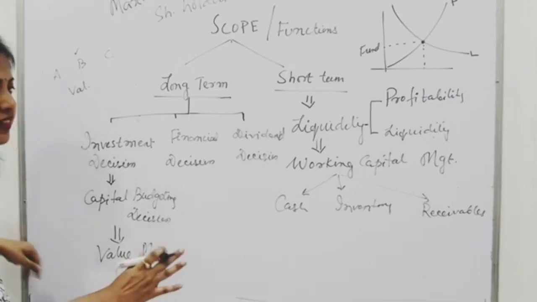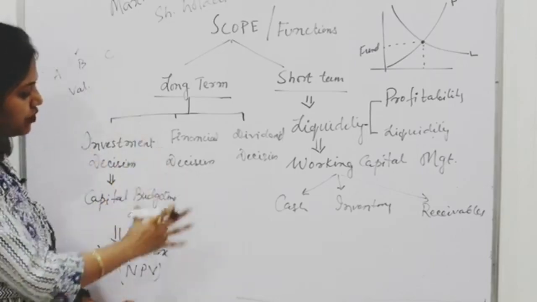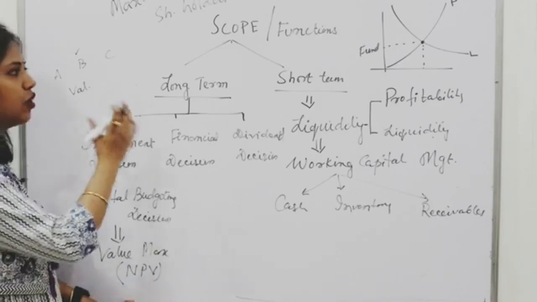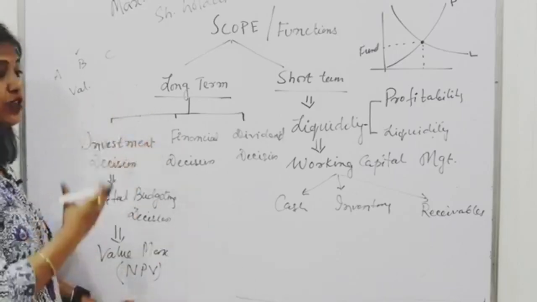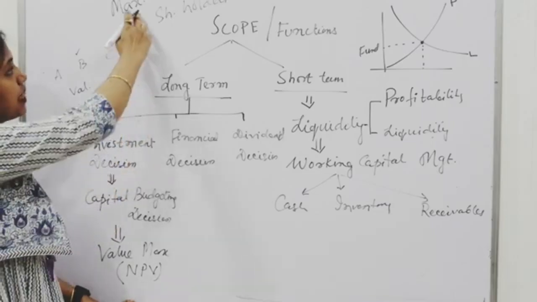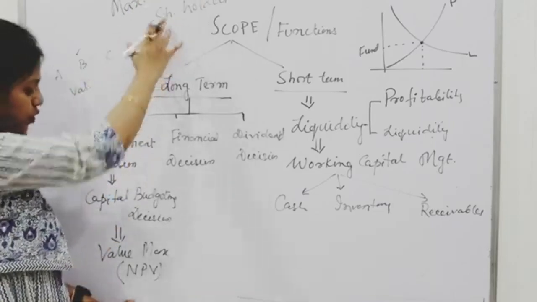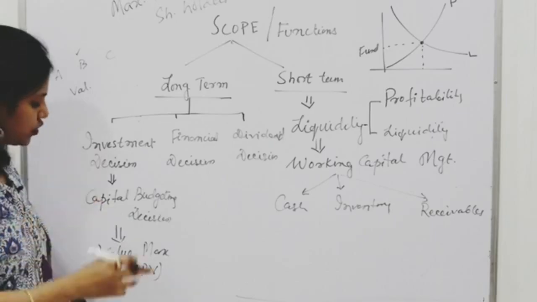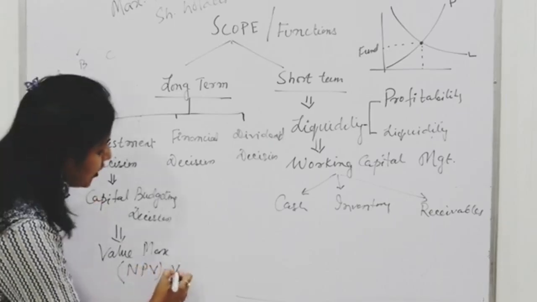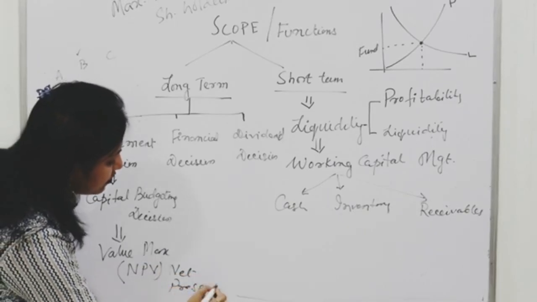Okay, we will study this in detail in some other lecture. So if you want to get the gist of it, in the long term the finance manager has to ensure that the funds are invested in those projects which give maximum wealth to the shareholders. When we say maximum wealth to the shareholders, it means we will take up only those projects which give high NPV. NPV stands for net present value.